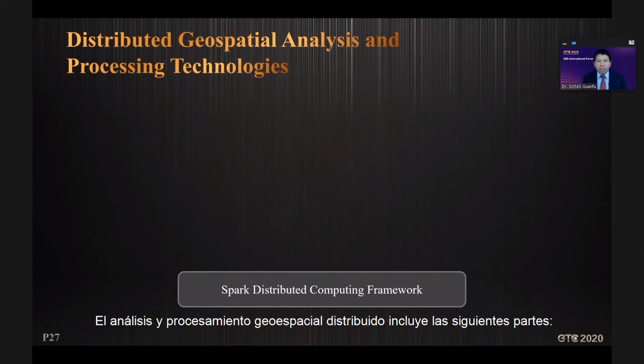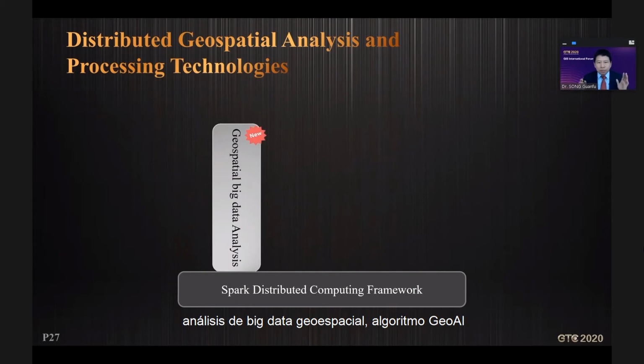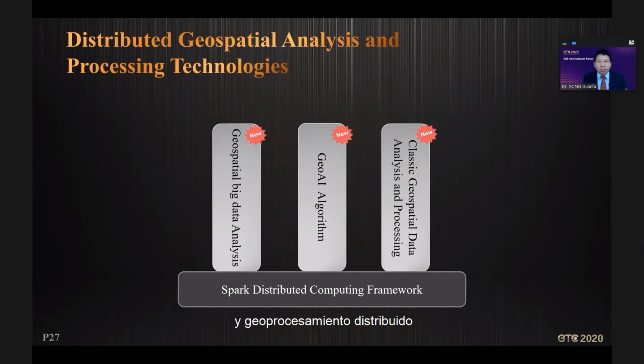Distributed geospatial analysis and processing include the following parts. Based on the Spark distributed computing framework, we provide geospatial big data analysis, GeoAI algorithms, reconstruction of classic geospatial data analysis algorithms, and distributed geoprocessing.